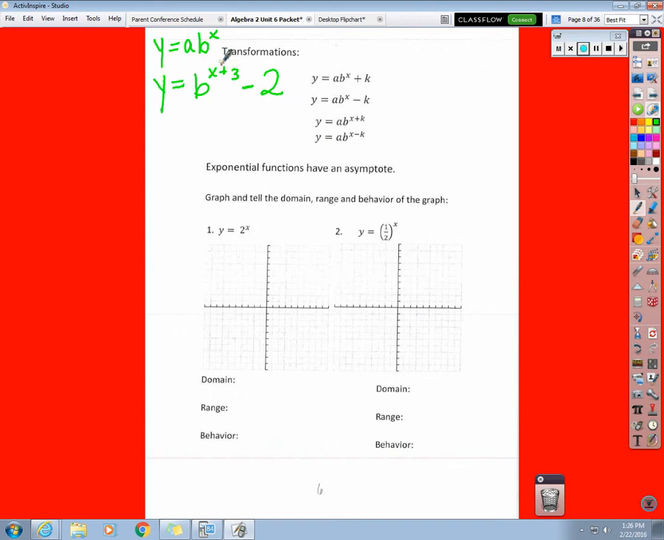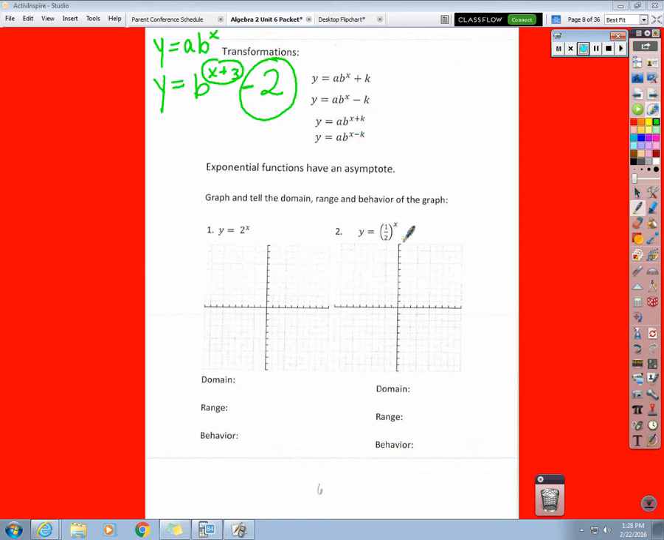Okay, look. If this is a horizontal shift, then this is a vertical shift. So if the number up here with the exponent is a horizontal shift, then the number over here is a vertical shift. Like if it's plus k or minus k, that would be up or down. But if the k is with the exponent, that's either left or right. Plus is actually left and minus is actually right.